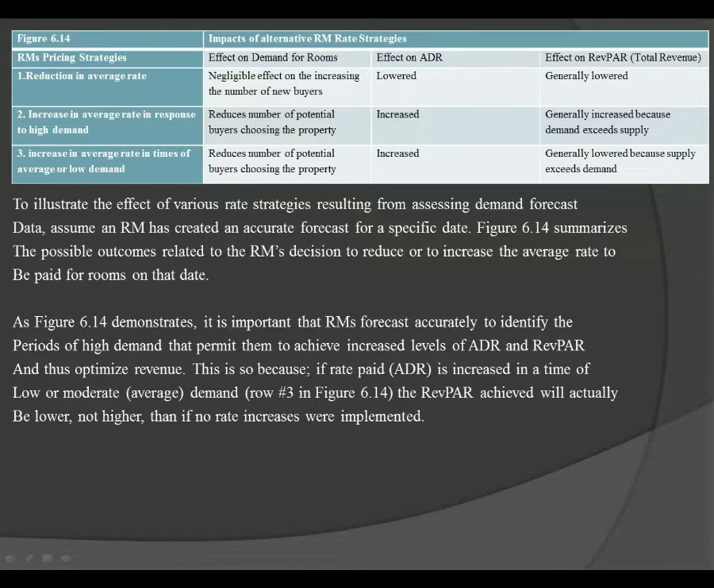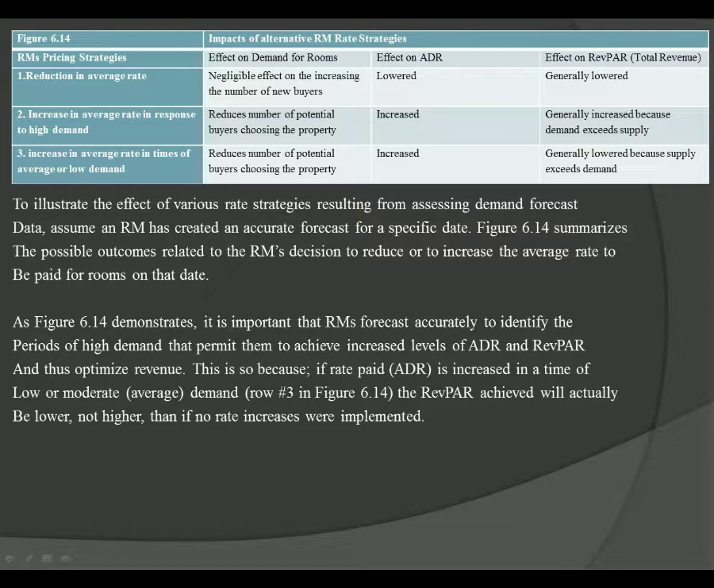Last is increase in average rate in times of average or low demand. It reduces the number of potential buyers choosing the property and also increases the effect on ADR, but total revenue is generally lowered because supply exceeds demand.